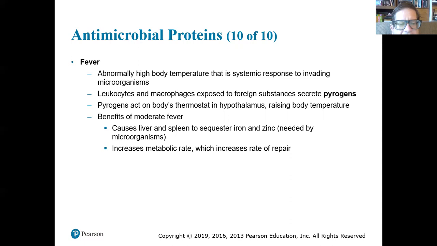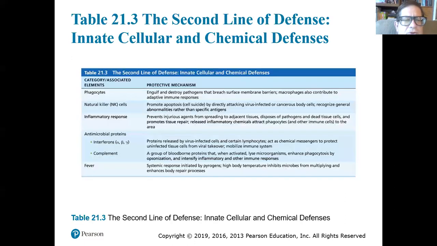If you have a moderate fever, the liver and the spleen are going to grab all the iron and the zinc that they can out of the blood. That means it's not going to be available to the bacteria to reproduce. It's also going to increase your metabolic rate, which means you have more energy available to grow new tissues and repair the wounds.